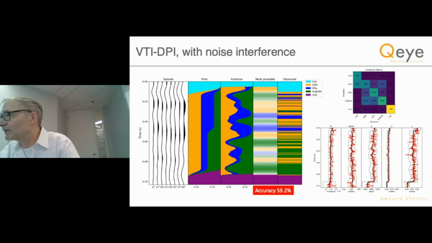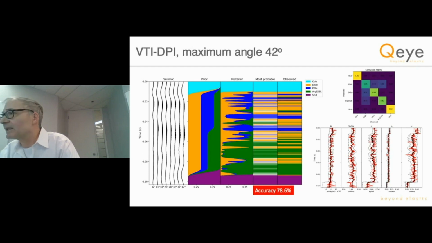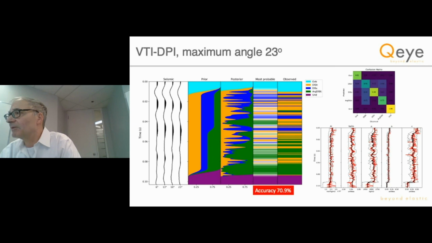And you can also see that on the confusion matrix, as well as the overlays of the means on these elastic properties and the anisotropic properties. The next thing we considered was an angle restriction. So this is the original input with the 78%. So this is the VTI DPI and VTI input with a maximum angle. That was the angle that was used, similar to the offshore West Africa case, 45 degrees. And here we've reduced the angle to 23 degrees.